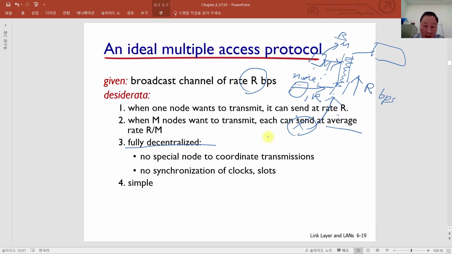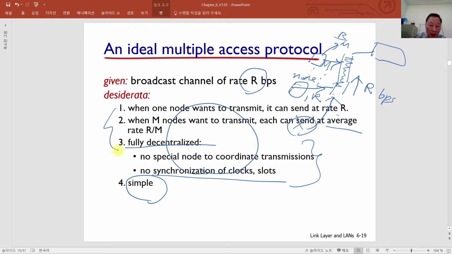Also, we don't have any synchronization of clock or slots. To make it simplified, we are assuming this one. And we are trying to find out the simplest way, if possible. If we are considering this one, then that will be the simplified one. And if we are considering this synchronization scheme or coordination node, then that will be very complicated. That is not a simpler one.